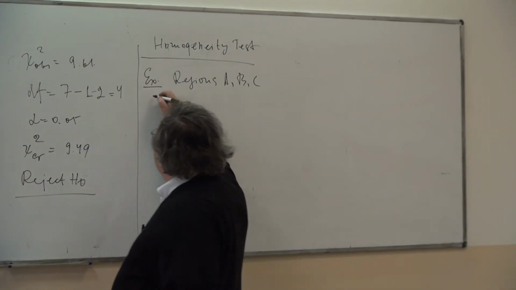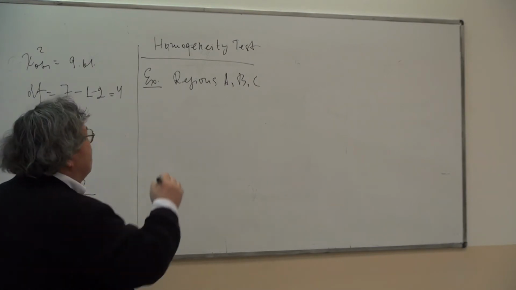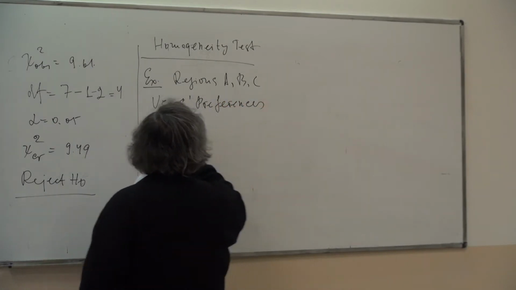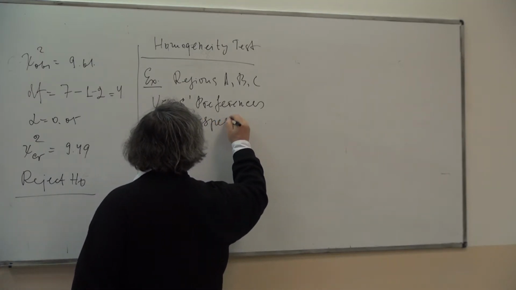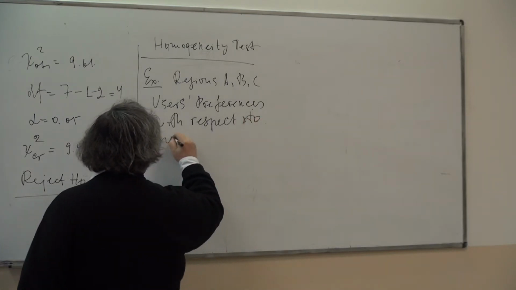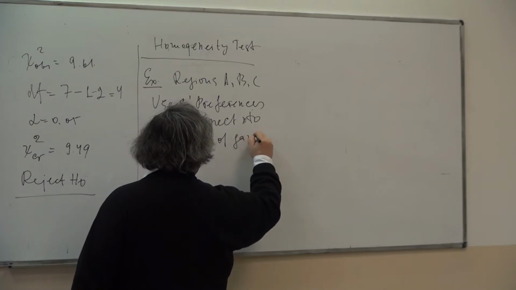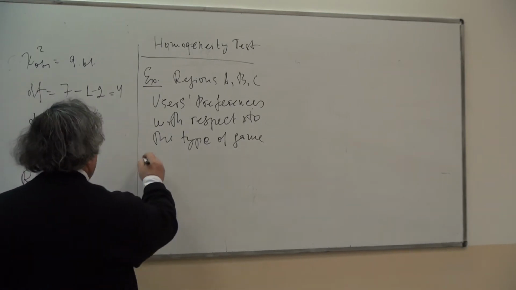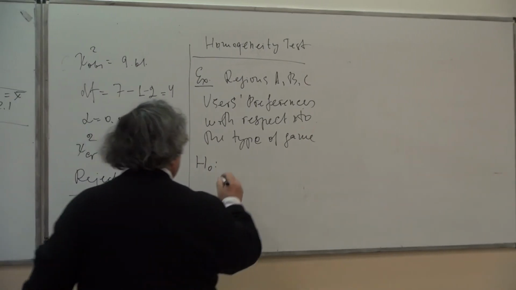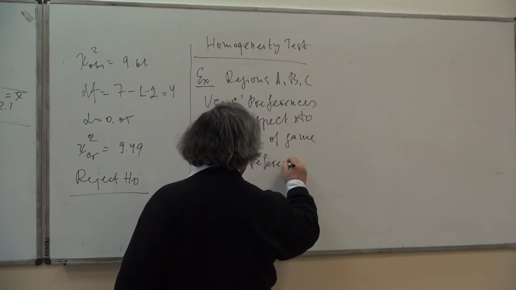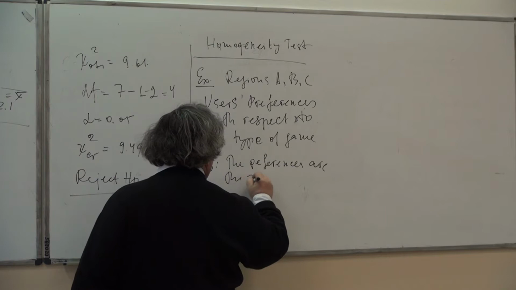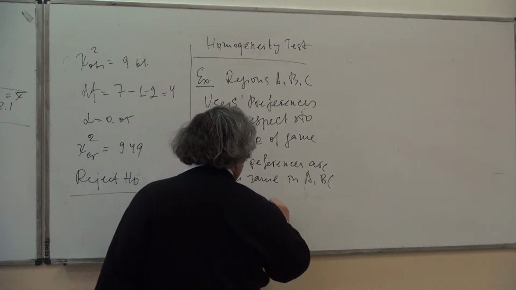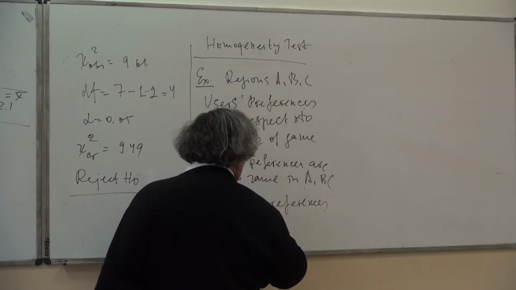All right, and what we want to know is the users' preferences with respect to the type of game. Well, there are several types of games. H0: the preferences are the same in the regions A, B, C. And H1, the alternative hypothesis, is that the preferences are not the same.